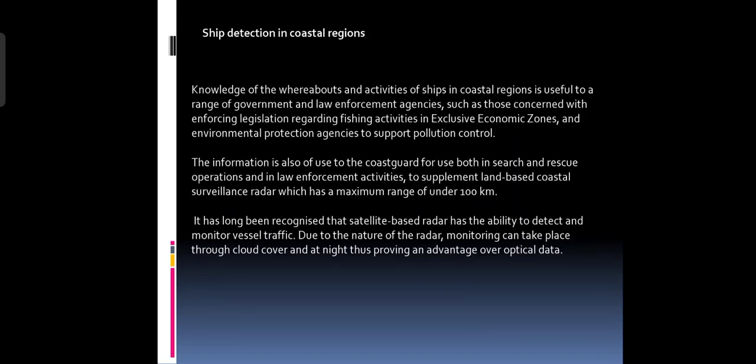Now, ship detection in coastal regions. Knowledge of the whereabouts and activities of ships in coastal regions is useful to a range of government and law enforcement agencies, such as those concerned with enforcing legislation regarding fishing activities and exclusive economic zones, and environmental protection agencies supporting pollution control. The information is also used by the coast guard in search and rescue operations and in law enforcement activities to supplement land-based coastal surveillance radars, which have a maximum range under 100 km.